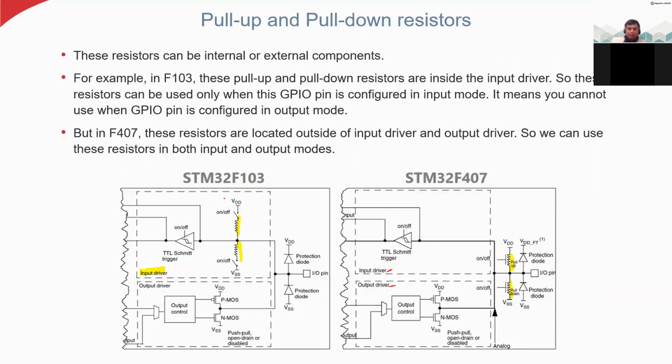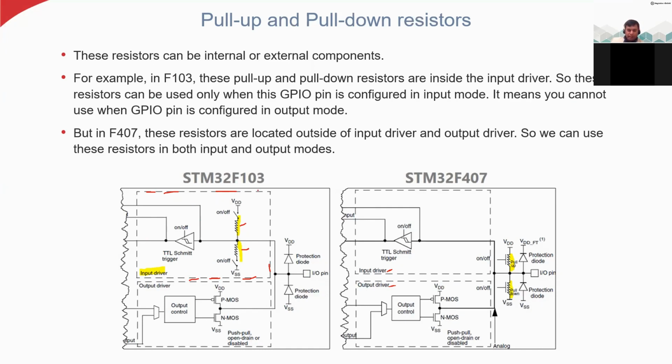If you go to the data sheet of any microcontroller, you will see this kind of diagram. This is just for a single pin. You can see we have the input driver and the output driver for this pin. When you use this pin as an input pin, of course this driver will be in active mode, and you will be using this dotted part. Here you can see the pull up resistor and pull down resistor. This is inside this input driver mode.